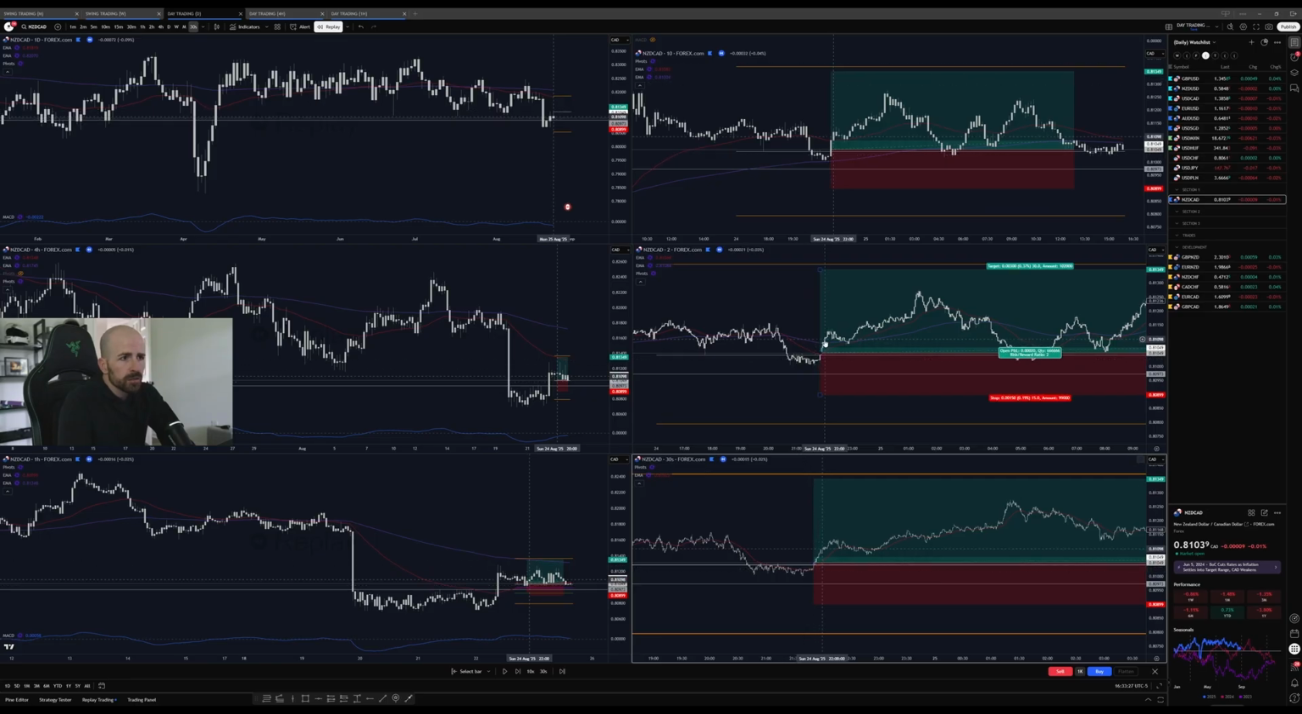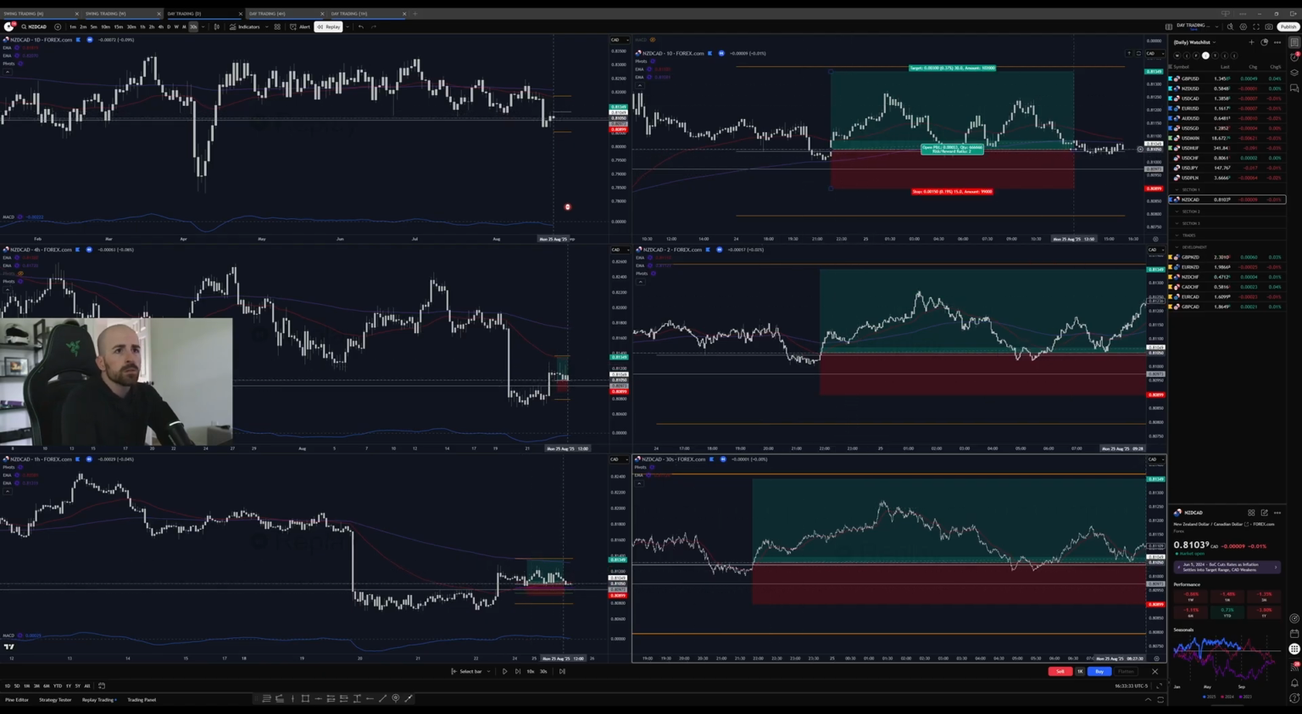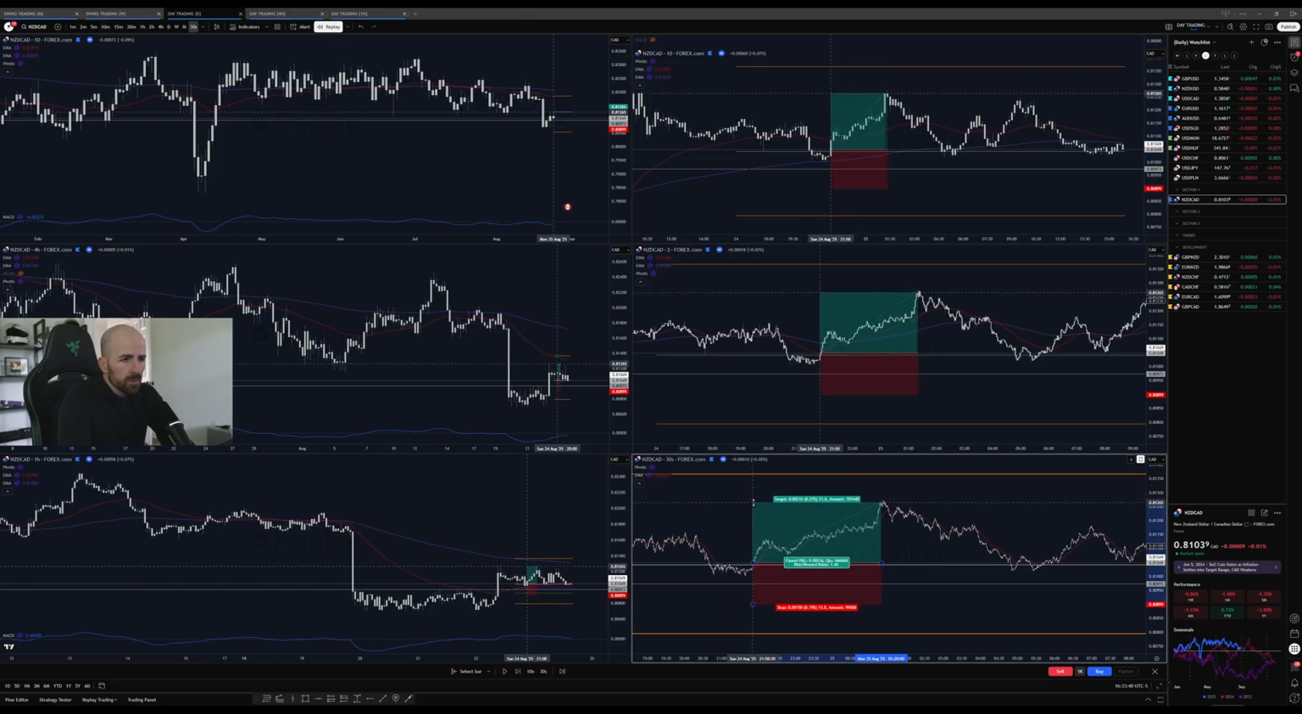You could have taken this 30-second break right here, and also kind of like a 2-minute break. And then this trade would have played out for at least 1R on this initial push. So on this initial push, management-wise, there's not a whole lot to do. You're already well past 1R.